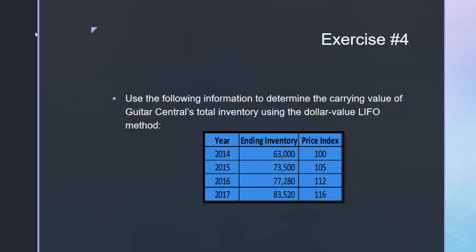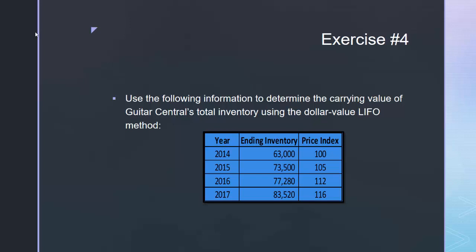To do so, what you're going to need is the ending value of inventory recorded under FIFO at the end of each period and the price index for that period. And the price index is essentially what the increase in prices was of similar goods from one year to the next. So let's take 2015 for example. We have a price index of 105. That means that goods in 2015 cost 105% of what they would have cost in 2014.